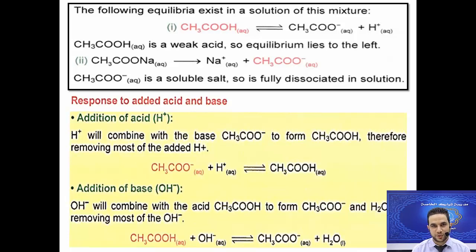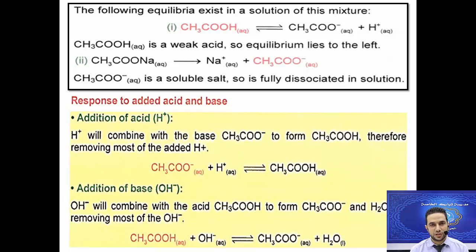So what will happen when I add H positive, or what will happen when I add OH negative? When we add hydrogen ions, meaning we add an acid, what will happen? The negative part, CH3COO negative, will react with H positive to give what? To give the acid. So we remove most of the hydrogen ions added, so it will resist the change in pH.